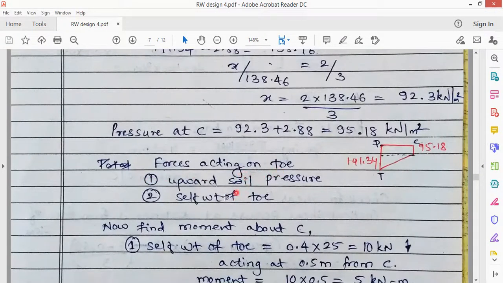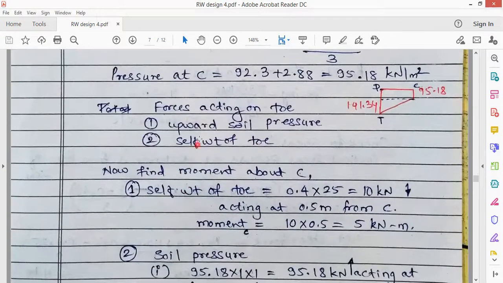So forces acting on the toe are upward soil pressure, which is acting from downward to upward direction, and second is the self weight of the toe, that is in the downward direction. So net force will be this minus this. This is the downward force and this is the upward force. This minus this will give us resultant. So I will calculate now what is the self weight and then upward soil pressure.